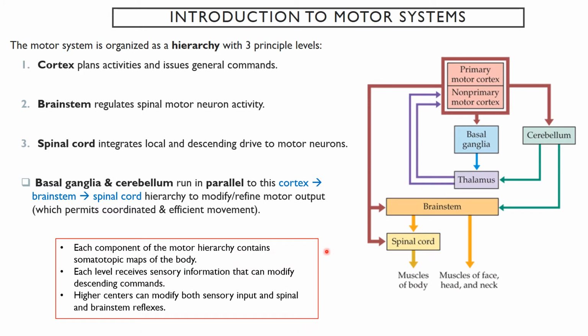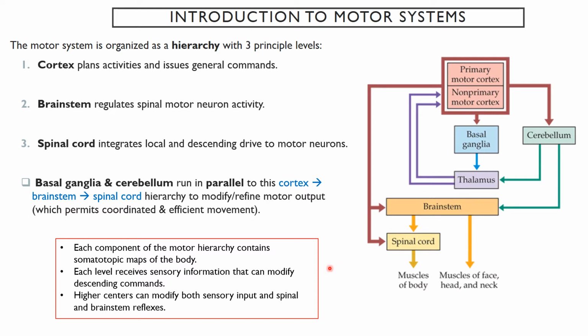And other important points are that each component of the motor hierarchy contains a somatotopic map of the body. This is similar to how the somatosensory cortex has a somatotopic map. Each of these areas also has somatotopy. So there are additional maps in how they are organized. And we'll talk about some of that organization in a bit.